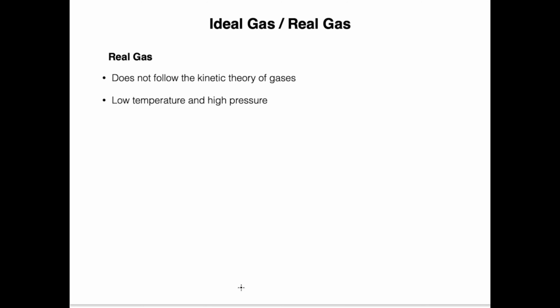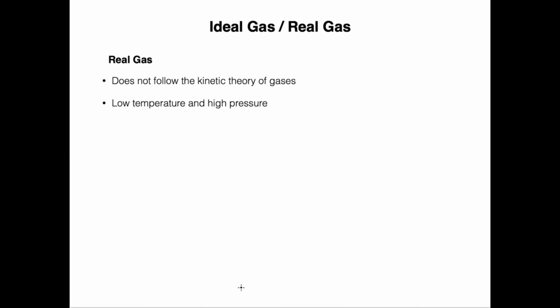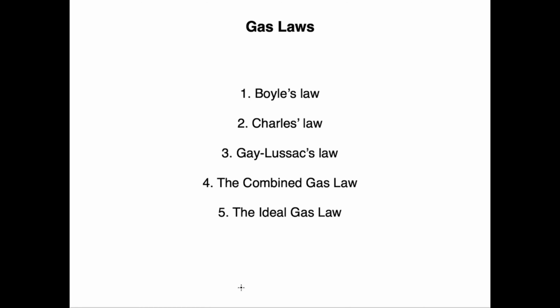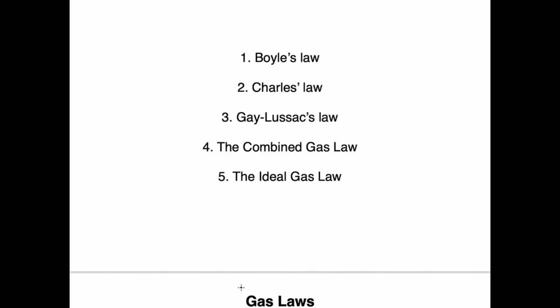Then how about real gases? On the other hand, real gases are gases that do not follow the kinetic theory of gases, and it refers to gases at low temperature and high pressure. Now, ideal gases follow these 5 gas laws: Boyle's law, Charles' law, Gay-Lussac's law, the combined gas law, and the ideal gas law. We're going to look at each of them in detail.